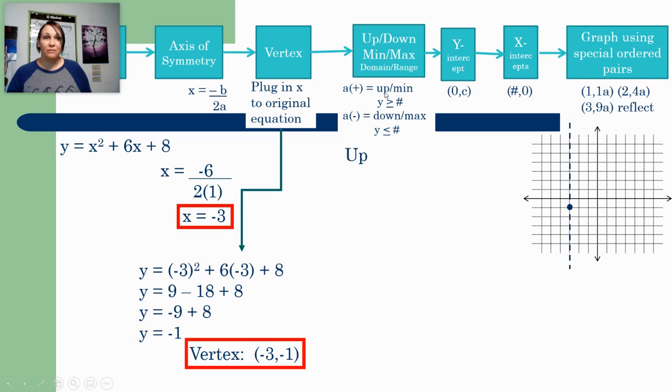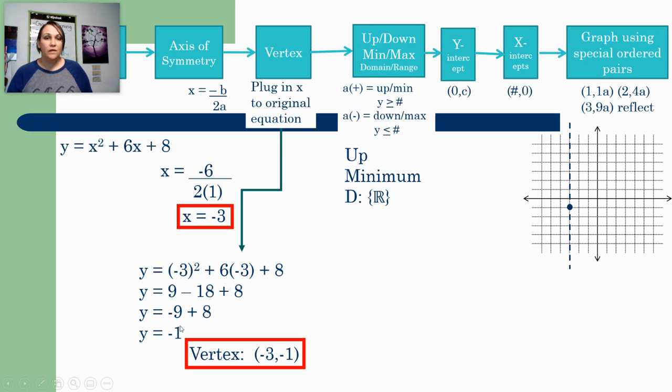And anytime a parabola opens up, it has a lowest point or a minimum. Since A is positive 1, this opens up and has a minimum. We learned in class today that the domain is always all real numbers. You can just use that fancy R if you want to. That's an instant answer.